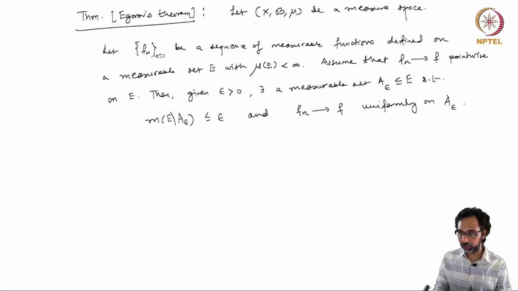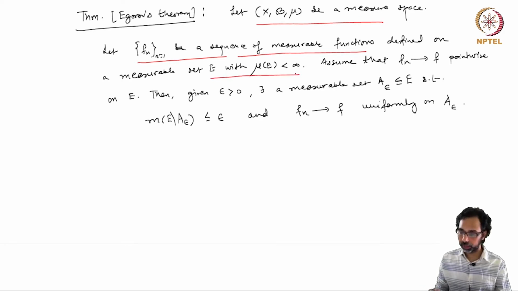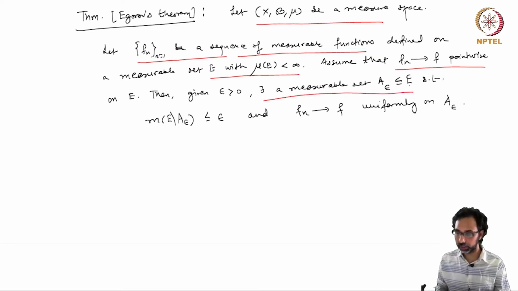So let's see the statement of Egorov's theorem. We start with a measure space (X, B, mu), and we take a sequence of measurable functions f_n defined on a measurable set E with finite measure mu(E), and assume that f_n converges pointwise to some function f on E. Then Egorov's theorem states that given epsilon greater than 0, there exists a measurable subset A_epsilon of E such that the measure mu(E minus A_epsilon) is less than or equal to epsilon, which means that the complement of A_epsilon inside E has very small measure, and f_n converges to f uniformly on A_epsilon.